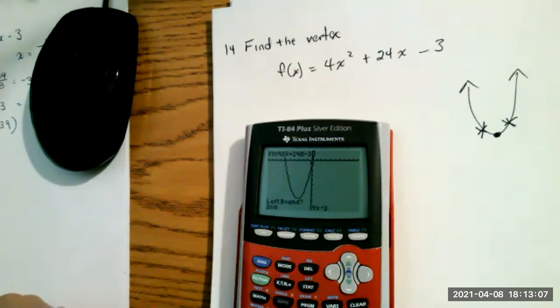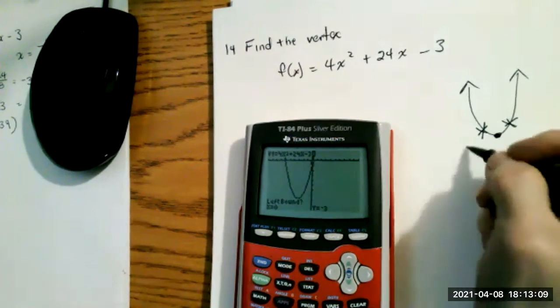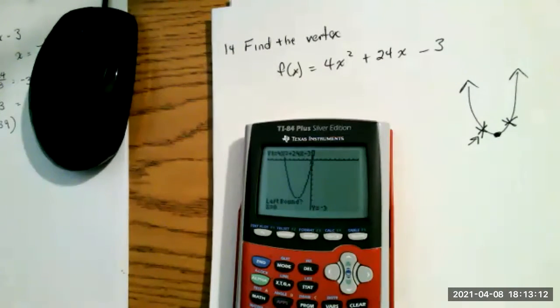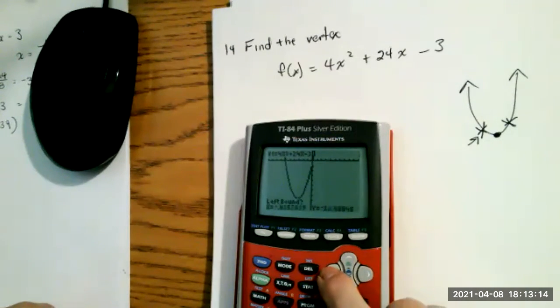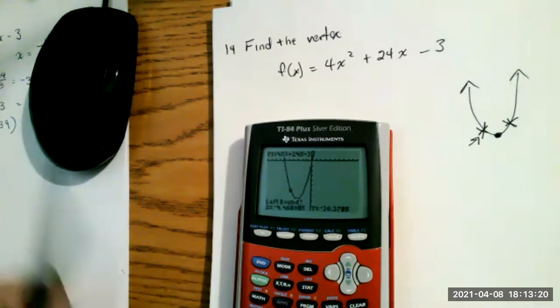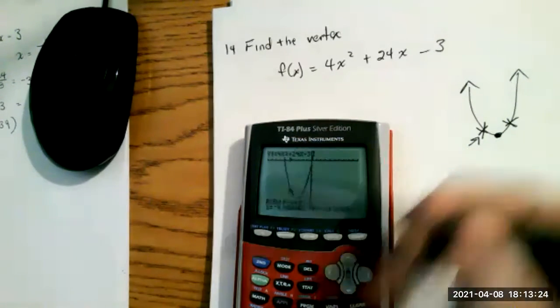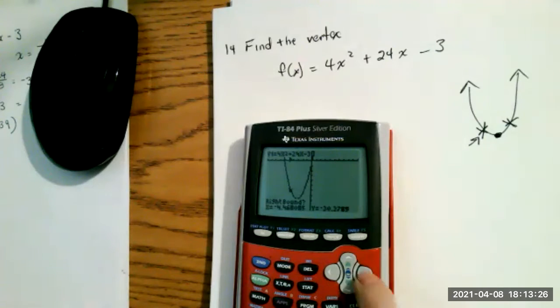Then it's going to ask you for the left bound. So you're looking for something over here on the left side. So I'm going to arrow over, and you can actually see the cursor on this graph. You can see it bouncing around there. And when I get to the left side somewhere, I'm going to hit enter, puts a little triangle up there. It's a marker. Then I'm going to move over to the right side of the vertex and put another one.